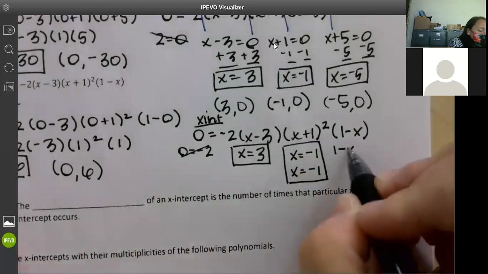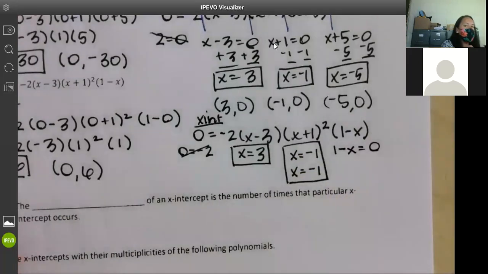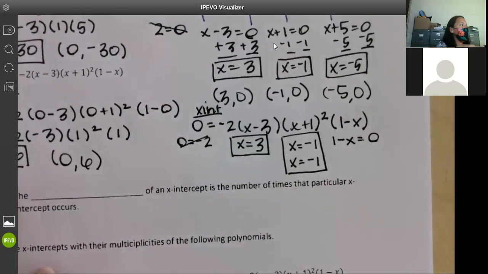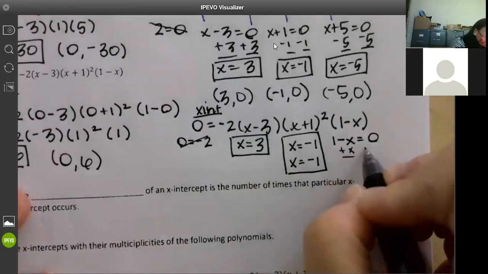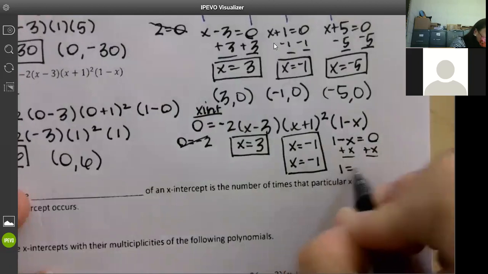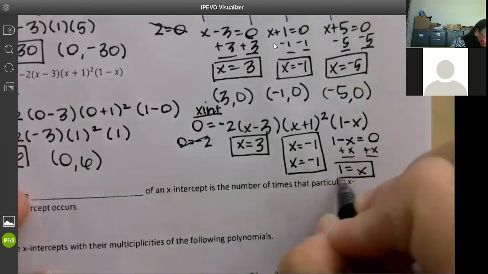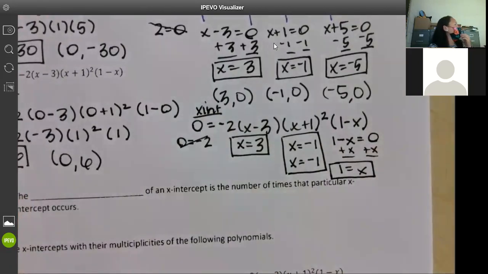Guys, don't get confused on this. Don't get confused on this. If I set it equal to 0, I don't like that negative x, so I'm going to add x to the other side. And I get 1 equals x. Don't get confused and put negative 1, okay? Just be careful. You did it, didn't you? Just be careful. Everybody does it. It's okay. I get it every year.